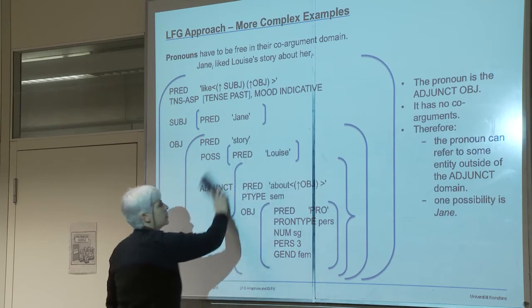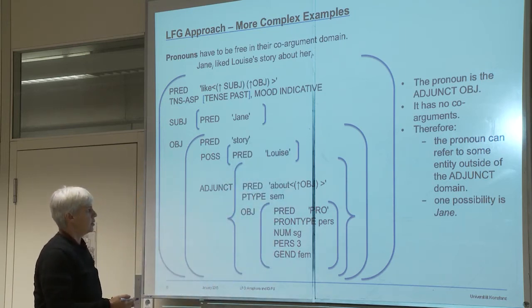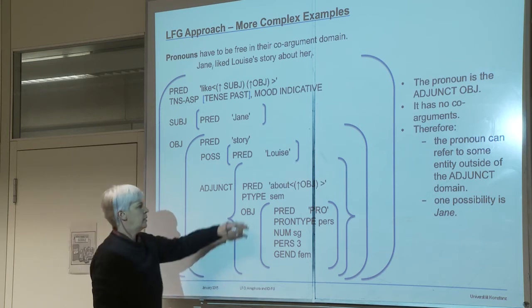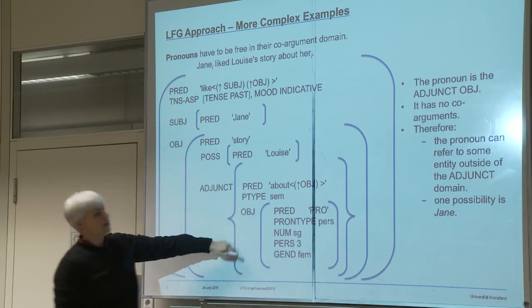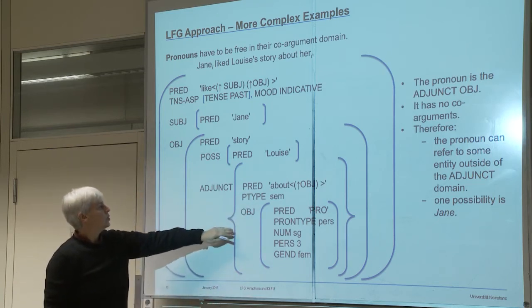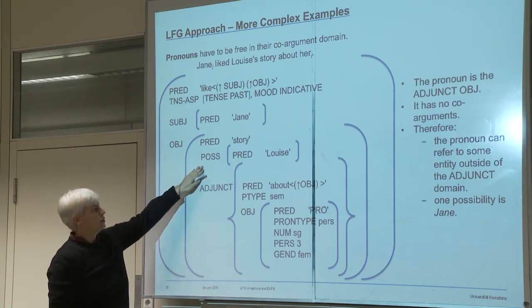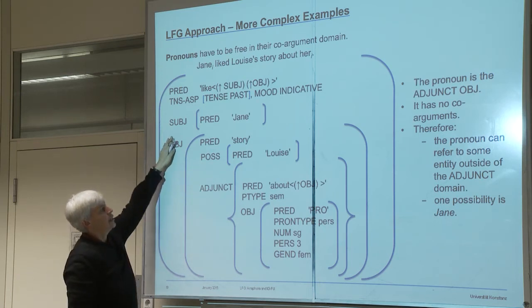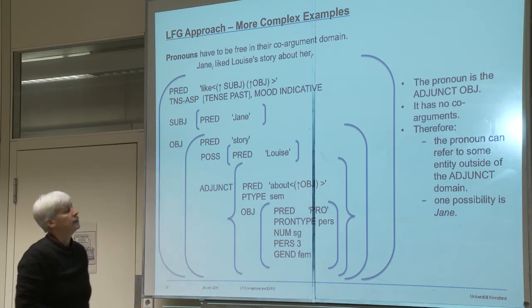So let's see how this works out. With pronouns, pronouns have to be free in their co-argument domain. Here's the pronoun. Its co-argument domain is this. There's nothing here. So it can look outside. It can actually refer to Louise if it wants to. That's possible. And it can refer to Jane, because they're both outside the co-argument domain.